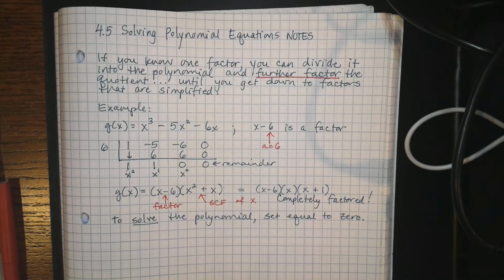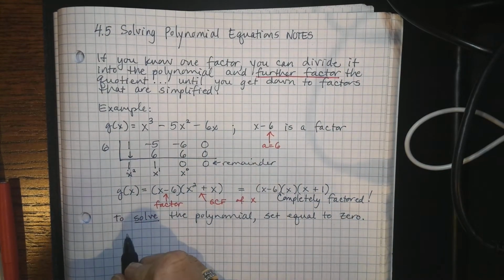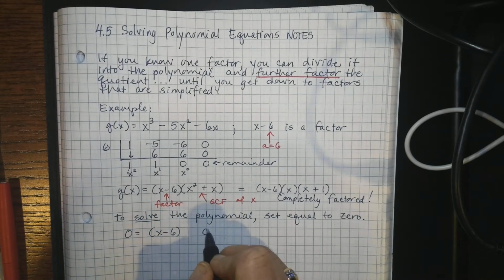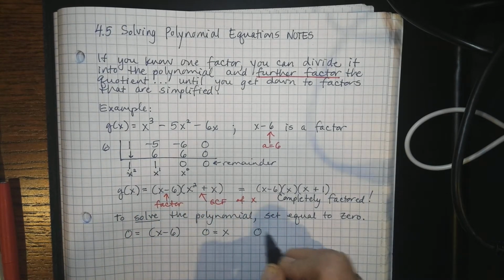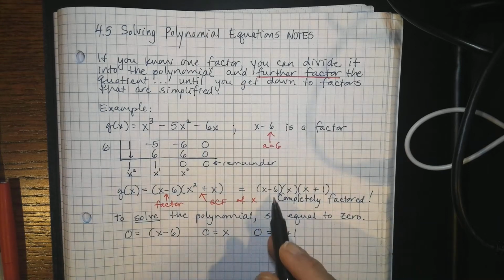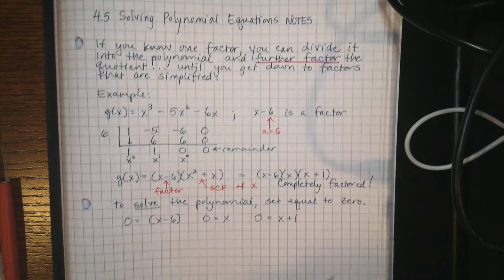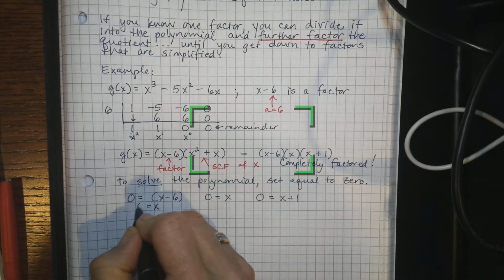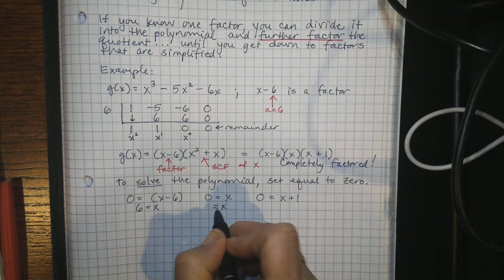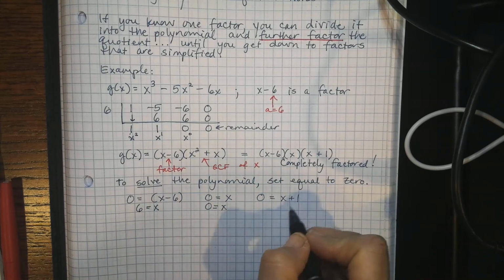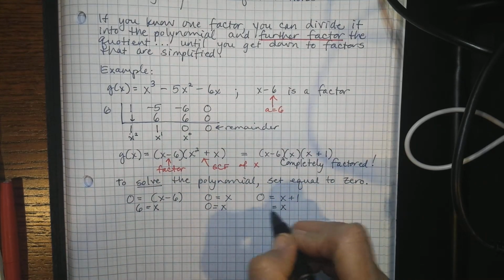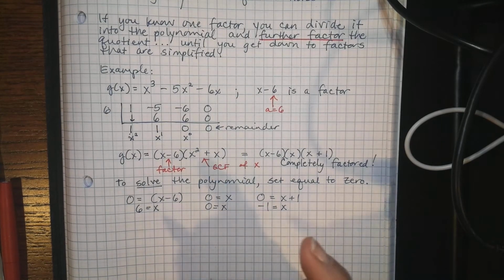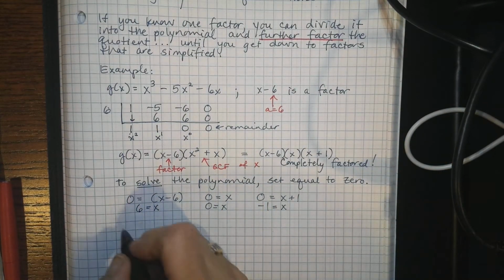Remember how we do this in the quadratic formula? So it's 0 equals x minus 6, 0 equals x, and 0 equals x plus 1. That's each one of these factors, so you can solve for that. You would add 6 to both sides here and get x equals 6. This is, of course, x equals 0. And you would subtract 1 from both sides to get x equals negative 1. So these are my zeros, my roots, my solutions, my x-intercepts.